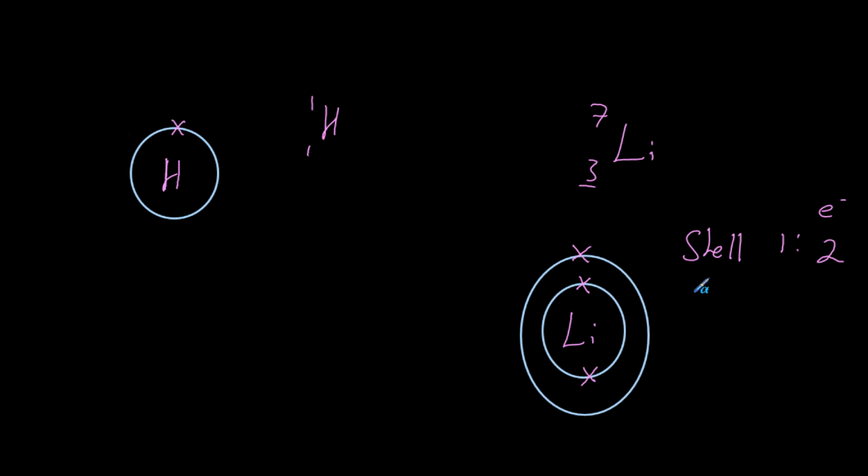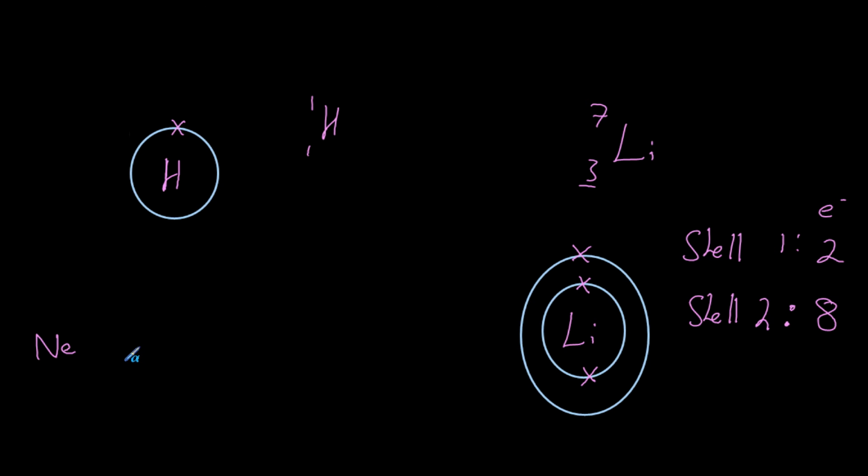Now the second shell, or energy level, so let's say shell 2, how many electrons can that fit? It can fit 8 electrons. Okay, so it can fit 8 electrons in this outer shell. And let me give an example of an element which has exactly that. Neon.